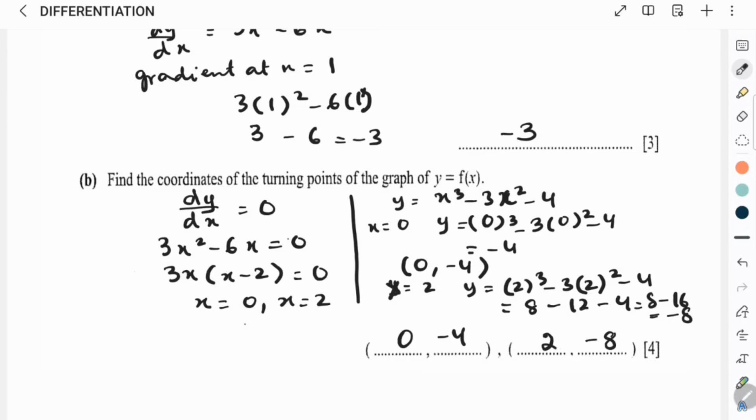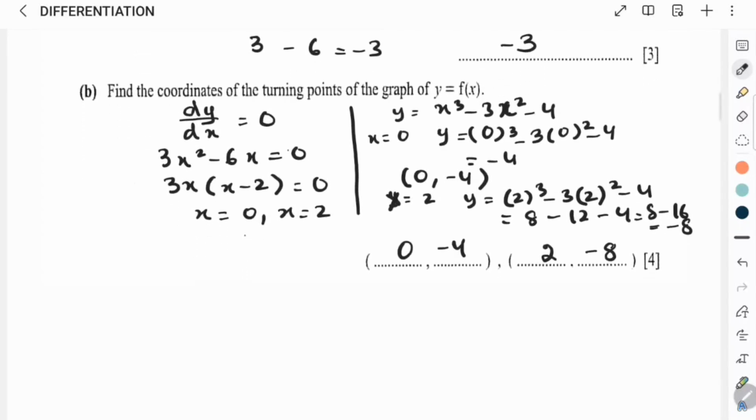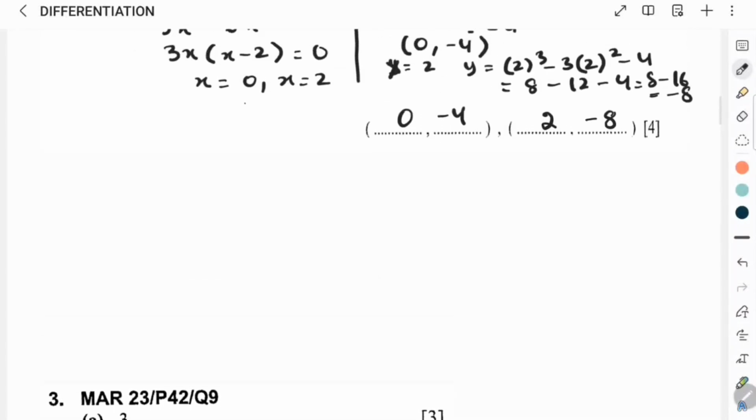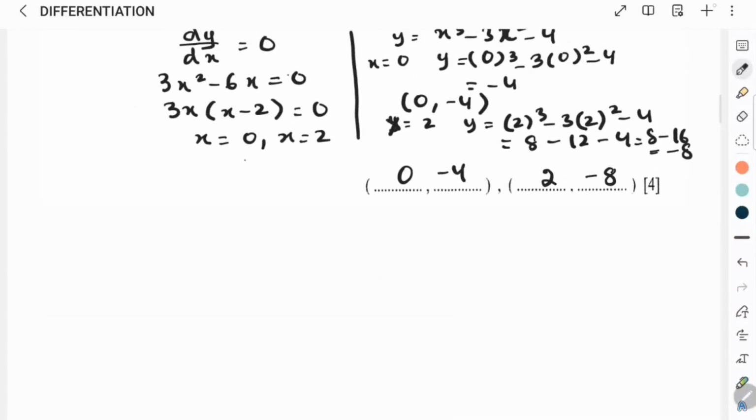If you have to find out the nature, then you do the double derivative and put the value of x one by one and find out the maximum or minimum point. Okay, all right, let's go to the next one.